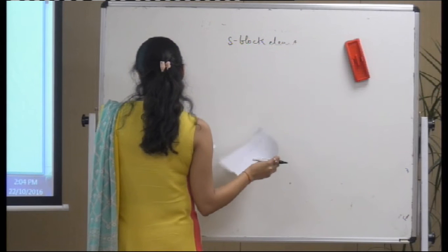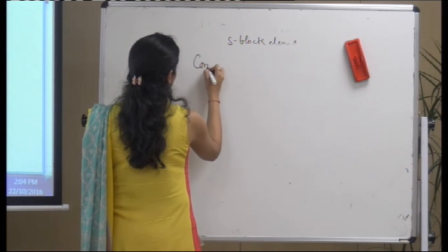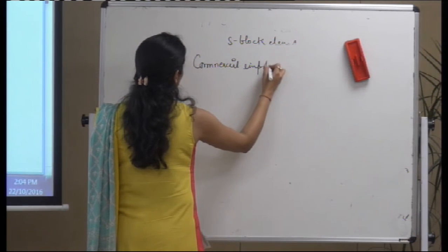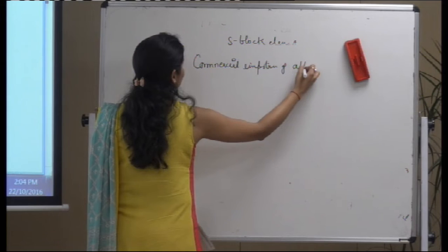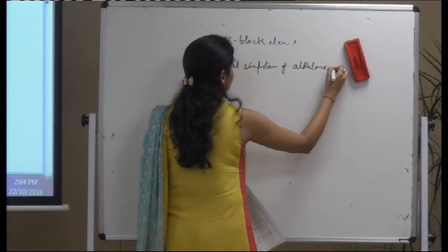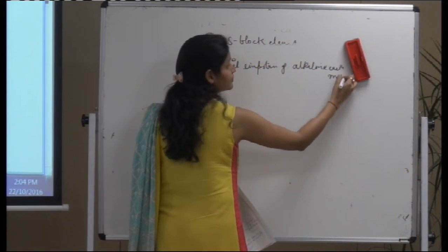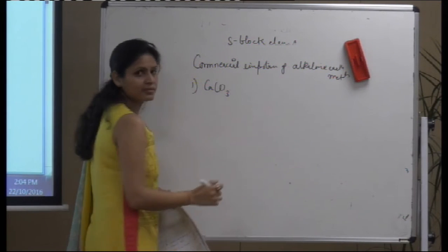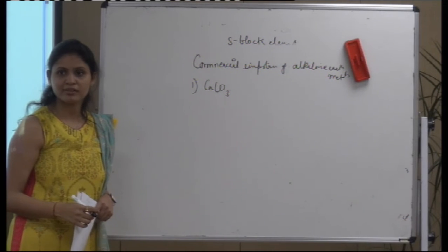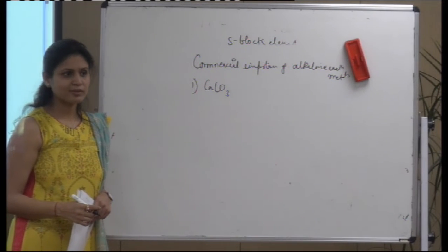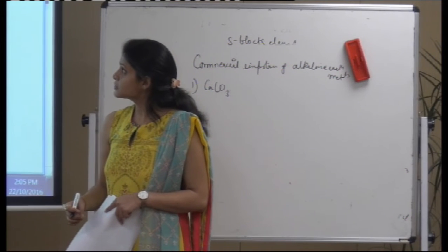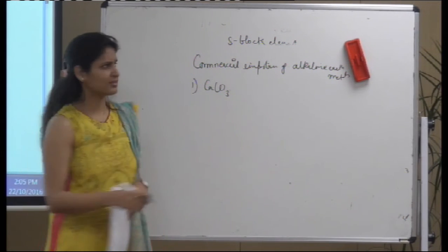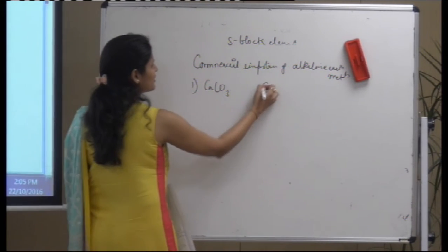Next property. What are the compounds of commercial importance? Commercial importance compounds of s block elements, the alkaline earth metals. First was calcium carbonate. What is calcium carbonate? You have chromium and manganese. Chromium and manganese. What does it mean?